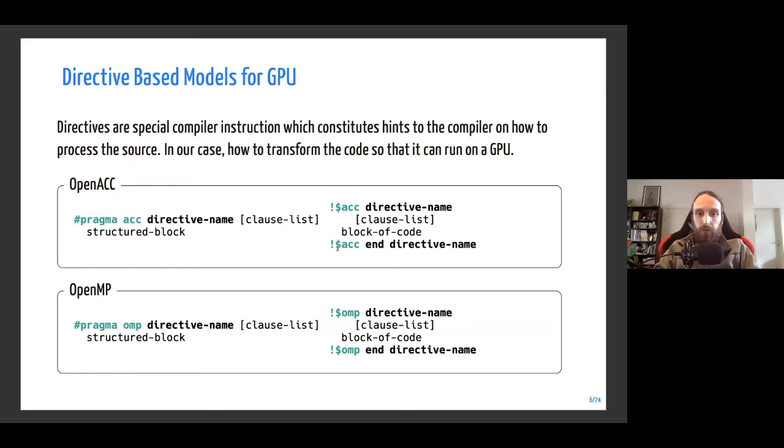If you are in Fortran, you start with an exclamation mark and a $ sign, and this is followed by ACC or OMP. And as the Fortran code is less structured, you don't have the curly braces to indicate a block of code. In some cases, you need to indicate the end of the block of the directive by using end plus the directive name in Fortran.